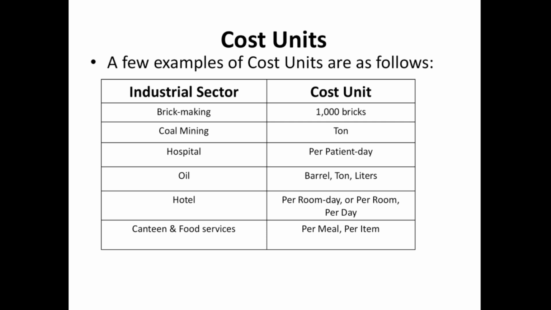In the oil industry, it is per barrel, ton or liter. In the hotel industry, it is per room per day. In canteen and food services, the cost unit will be per meal or per item, the number of products ordered.